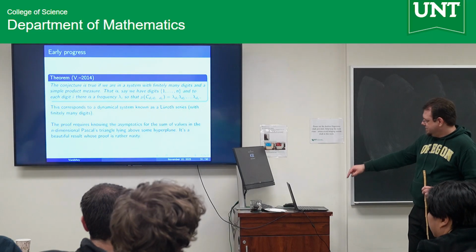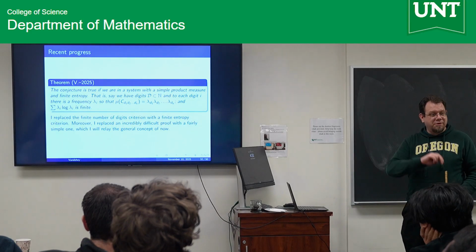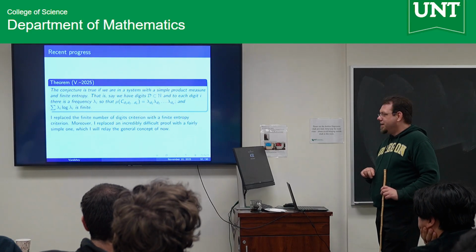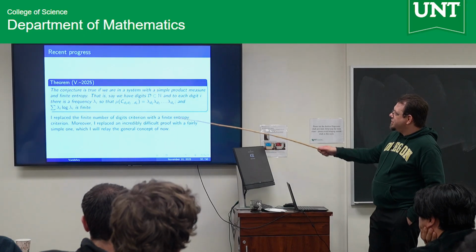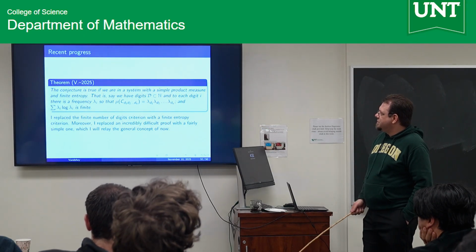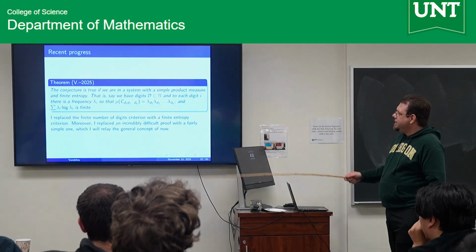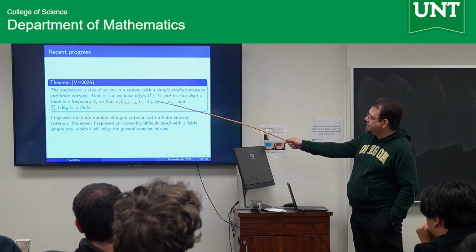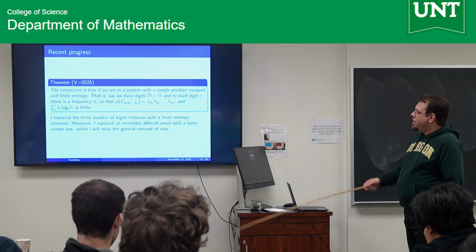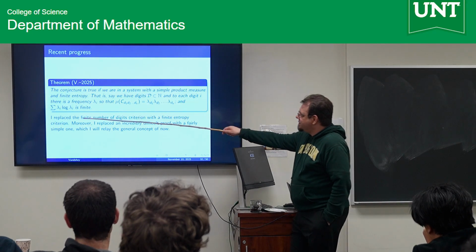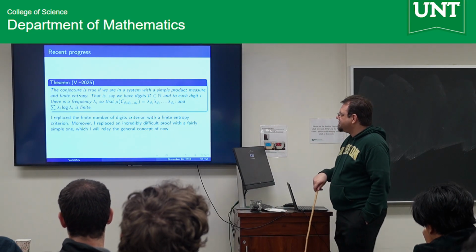So now I want to tell you that I've done better. And I've done better in two ways. One, I've made the result better, and two, I've made the proof much better. So I'm going to say now that the conjecture is true if we are in a system with a simple product measure and a finite entropy. So in particular, I no longer restrict myself to having a finite number of digits. I just need a countable number of digits. Now I also, however, need that this right here, the sum of lambda sub i times log lambda sub i, is finite.